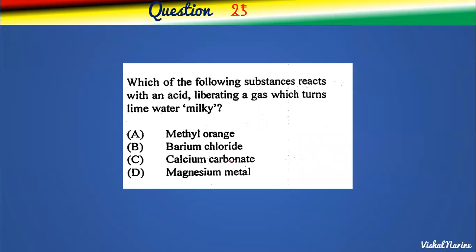25. This is dealing with tests for gases again. Which of the following substances reacts with an acid liberating a gas which turns lime water milky? So which gas does that? That is carbon dioxide gas. So it means the acid has to react with a carbonate to produce carbon dioxide gas. So among these options, it's going to be calcium carbonate.